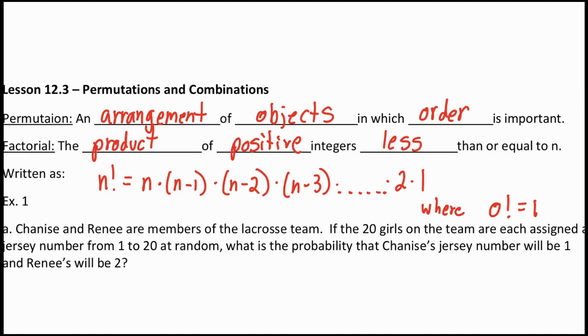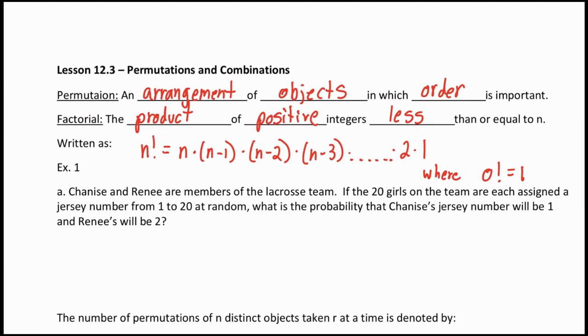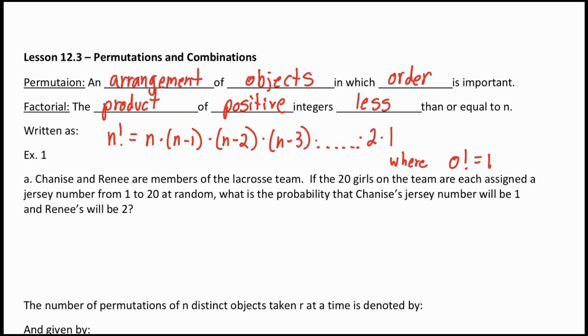Okay. So let's do some stuff with it. Shanice and Renee are members of the lacrosse team. If 20 girls on the team are each assigned a jersey number 1 to 20 at random, what is the probability that Shanice's jersey number will be 1 and Renee's will be 2? So the first thing we need to determine is the total number of outcomes. The total number of possible outcomes is going to be what we call 20 factorial, right? There are 20 different jersey numbers. Do we all understand that?